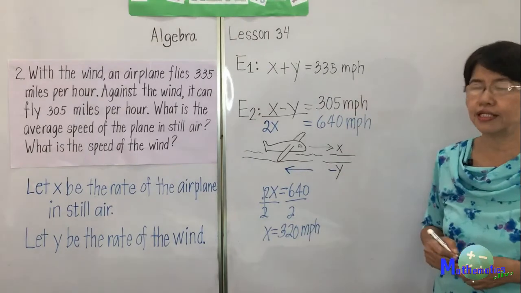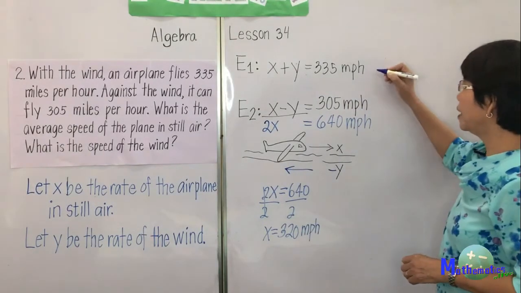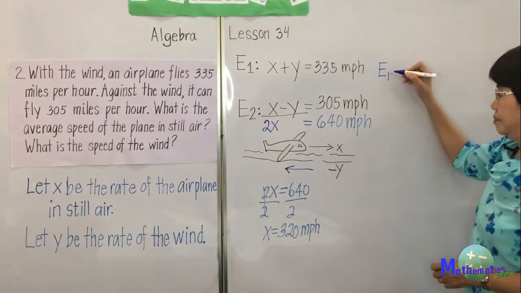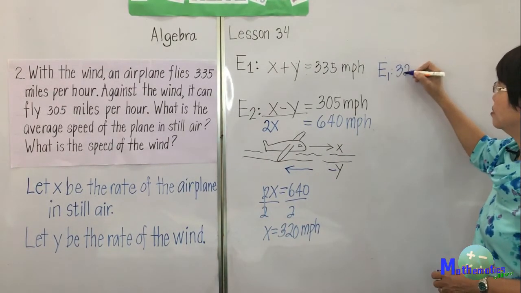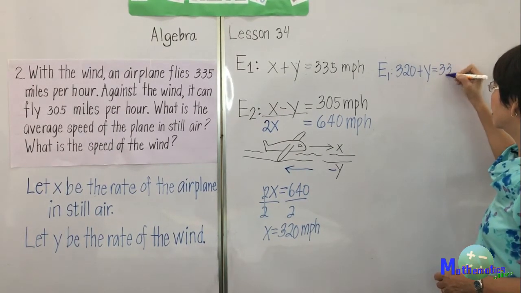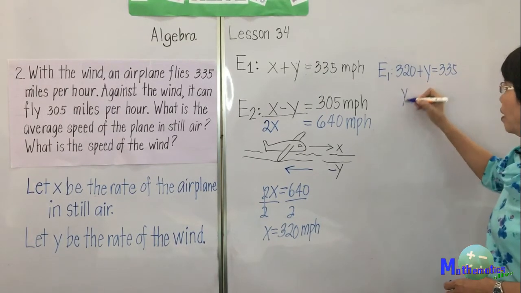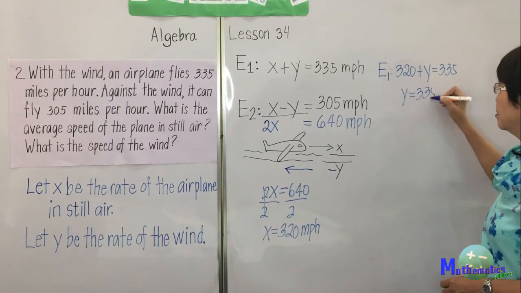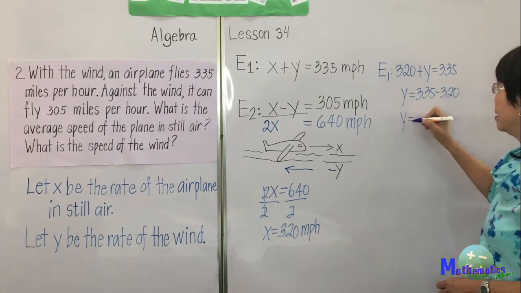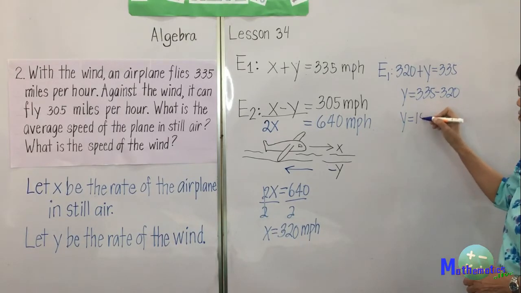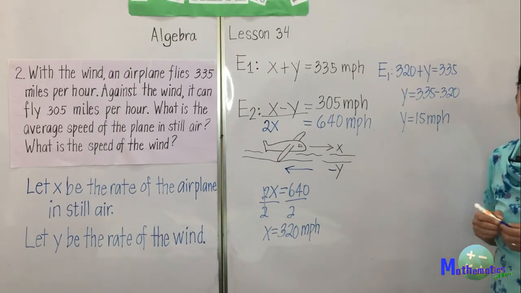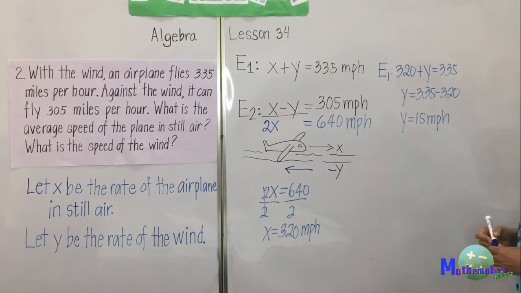We will substitute in equation 1. So we have equation 1, x is 320 plus y equals 335. So y equals 335 minus 320. So we have y is equal to 15 miles per hour. And then we can check with equation 2.